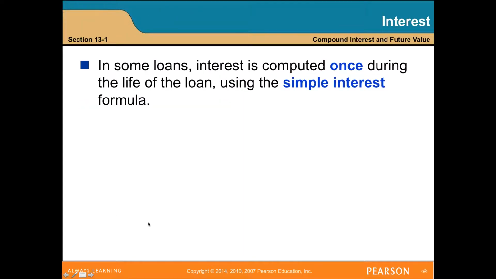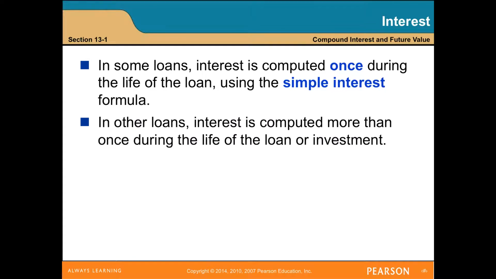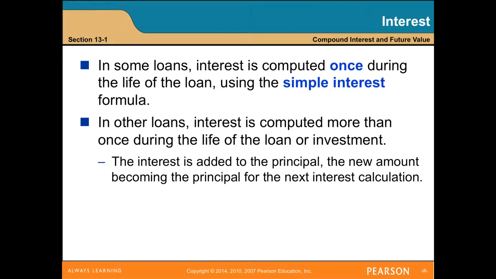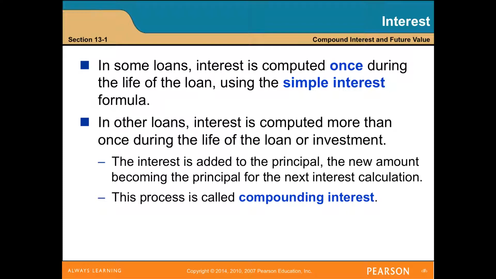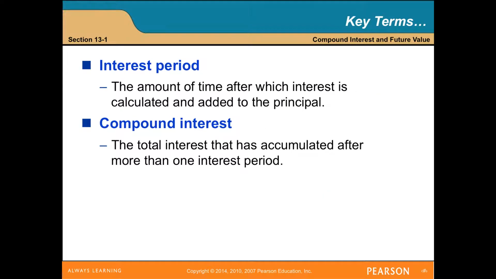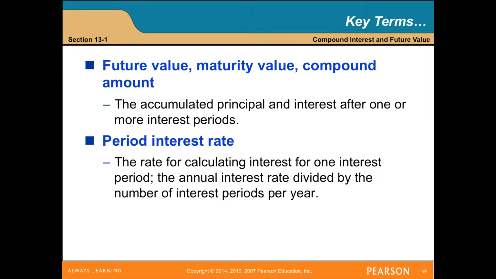In some loans, interest is compounded once during the life of the loan using the simple interest formula. In other loans, interest is compounded more than once during the life of the loan or investment. The interest is added to the principal, the new amount becoming the principal for the next interest calculation, and this process is called compounding interest. The interest period is the amount of time after which interest is calculated and added to the principal. And compound interest is the total interest that has accumulated after more than one interest period.